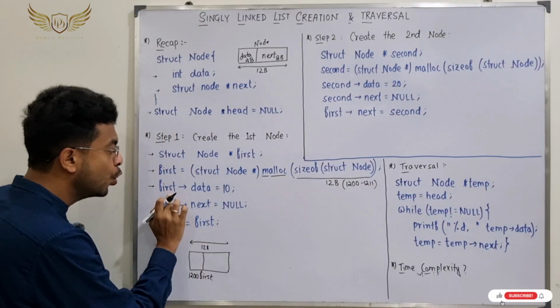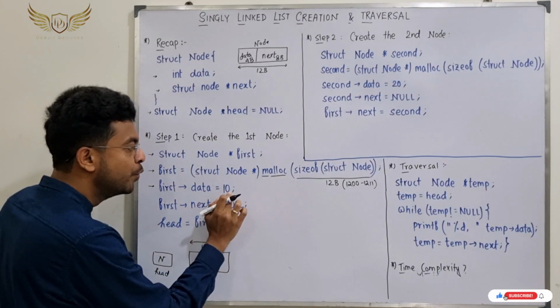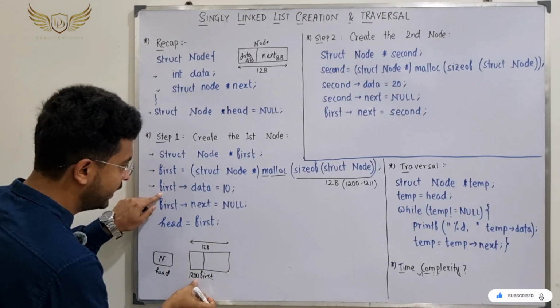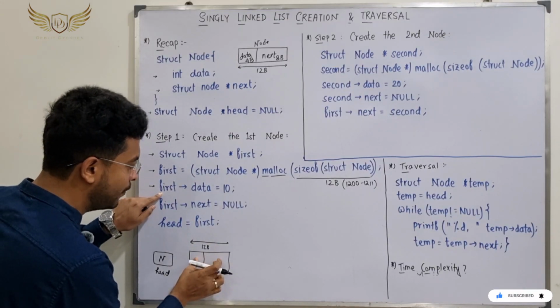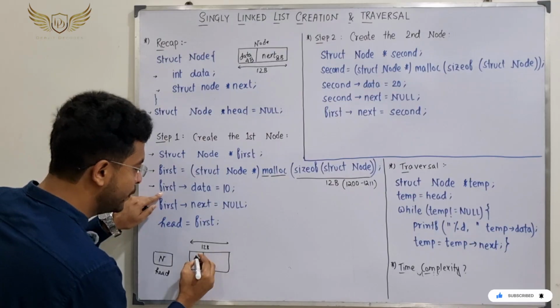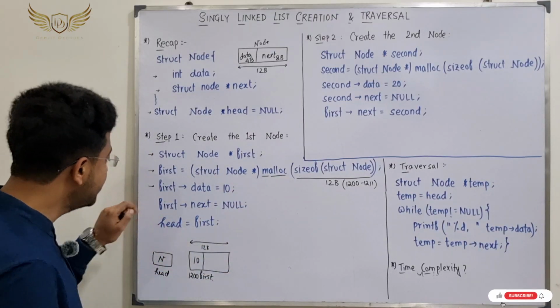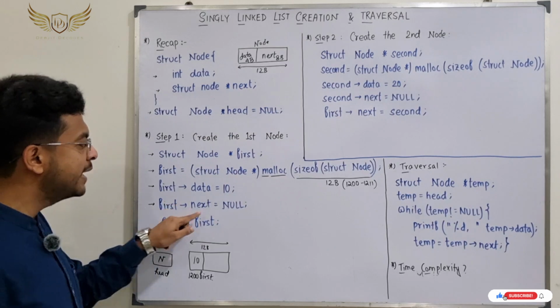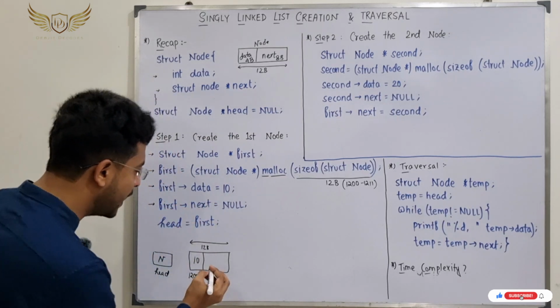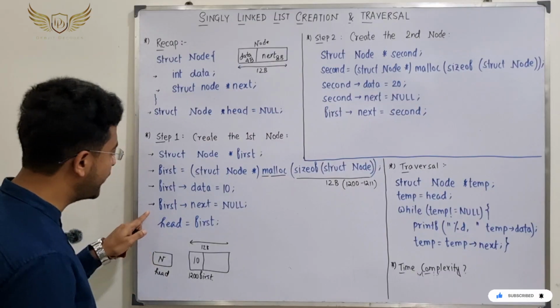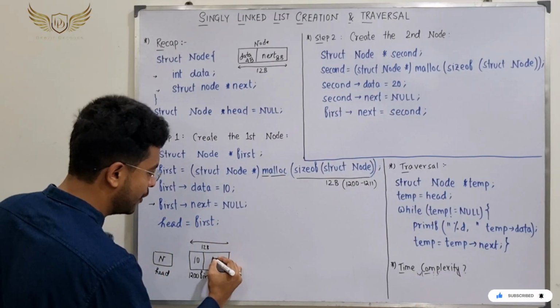So it is saying go to fast, and in the data part put 10. Simply it is saying go to memory location 1200, and there are two parts, data and pointer. In the data part you place 10. This is the meaning of this line. Now the next thing it is doing: fast arrow next equals to null. That means what? This is the next part which was not having anything so far. Now we are putting null over here.